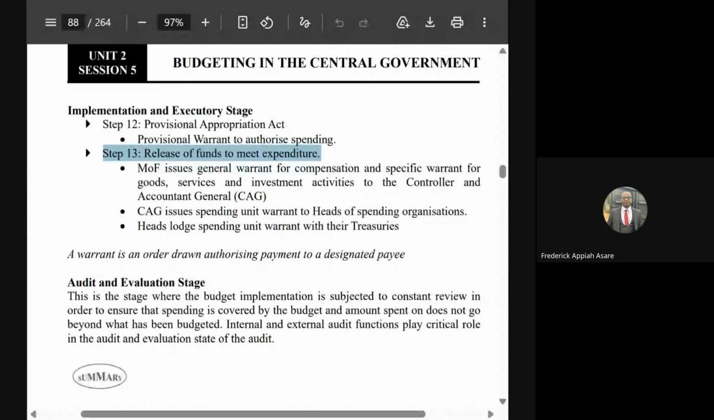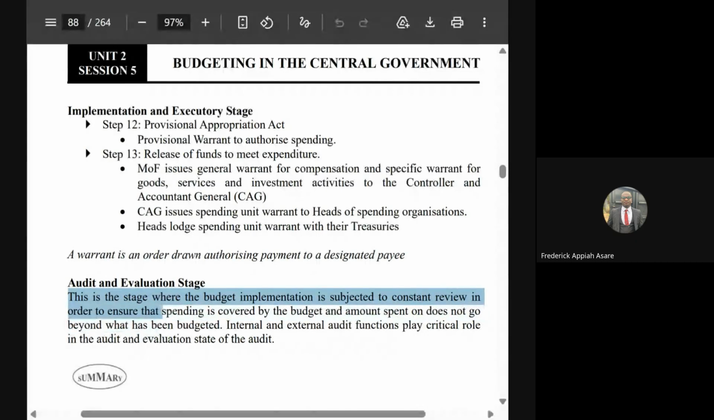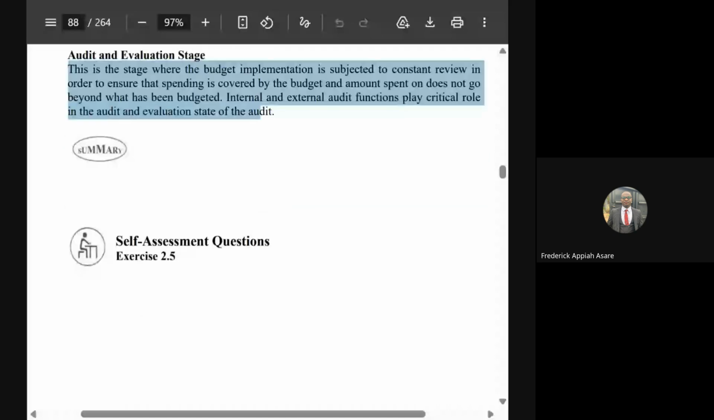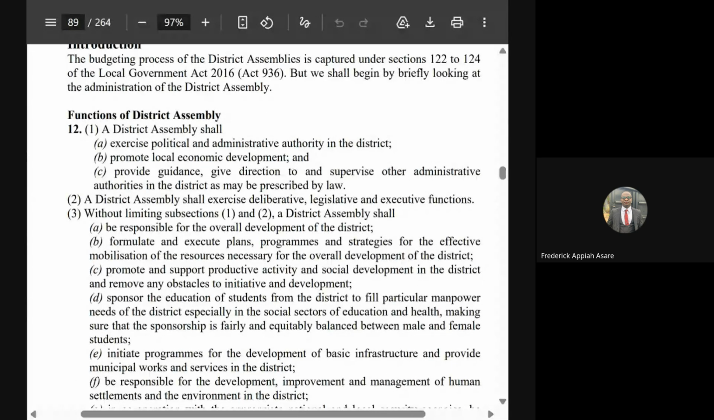Then they have the final stage, which is the audit and evaluation stage. This is the stage where the budget implementation is subject to constant review in order to ensure that spending is covered by the budget and the amount spent does not go beyond what was budgeted. So they have 13 steps in all under the preparation of the budget by the central government.